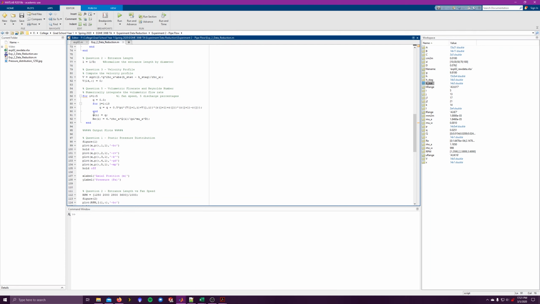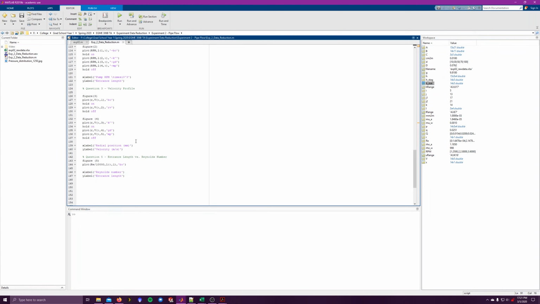And then our Reynolds number, that's a lot more simple. So we're just doing 4 times the density of air times the flow rate, then divided by pi times the viscosity of the air, and then multiplied by the diameter. Now if we go down here and we plot this here, I'm doing the entrance length versus the Reynolds number. That's what we have to plot. And that's just plotting the Reynolds number on the x-axis and then our entrance length on the y-axis.